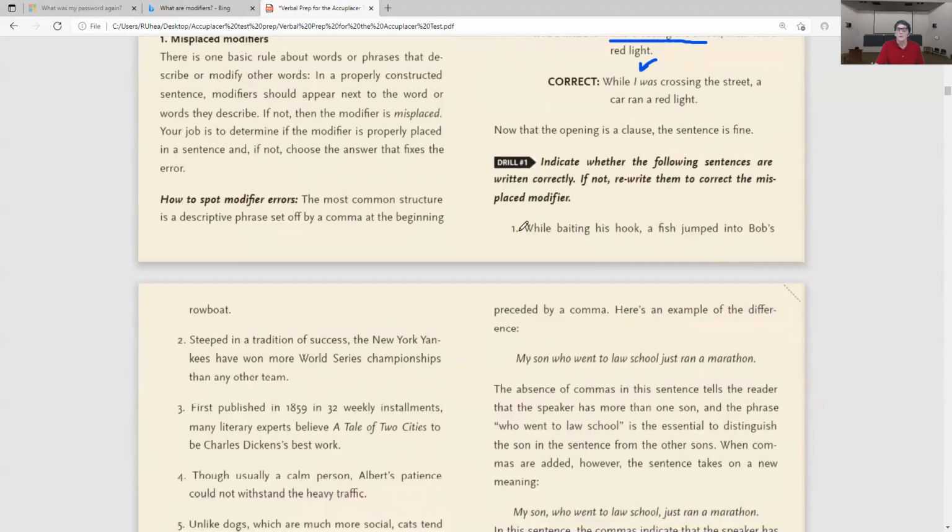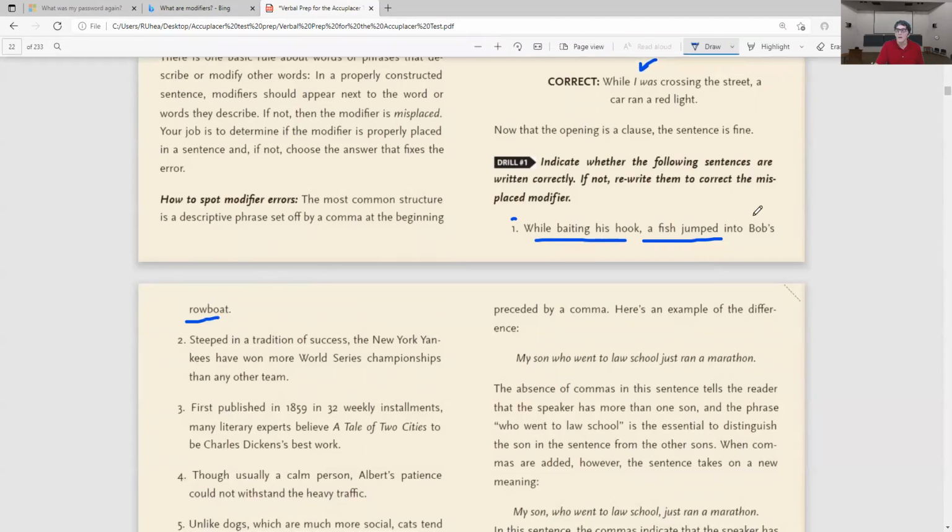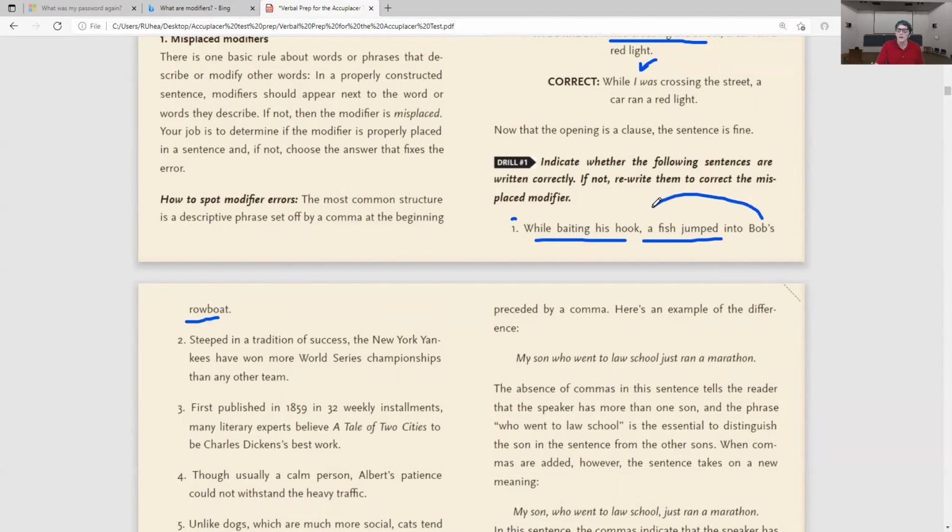Now we get to drill number 1. Here, first, you are supposed to find the incorrect sentences. Distinguish the correct sentences from the incorrect sentences. So we'll read number 1. While baiting his hook, a fish jumped into Bob's rowboat. It sounds pretty clear. However, the subject of the sentence is Bob. Bob comes towards the end of the sentence. It'd be a little bit clearer if we put Bob up here, right after the first clause in the sentence. While baiting his hook, Bob saw a fish jump into his rowboat.